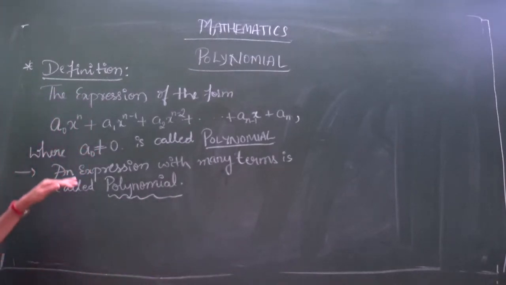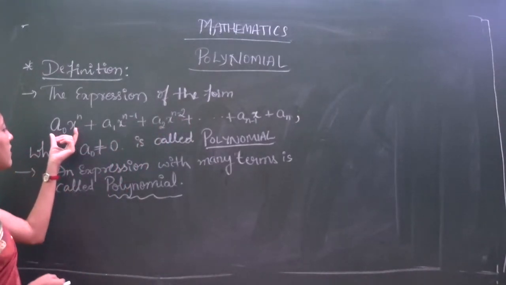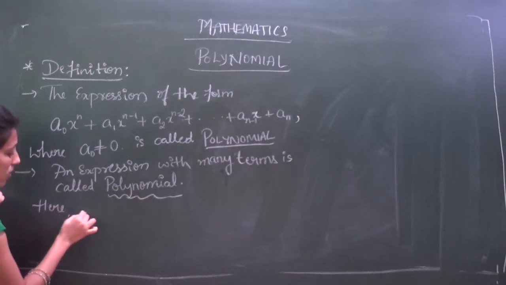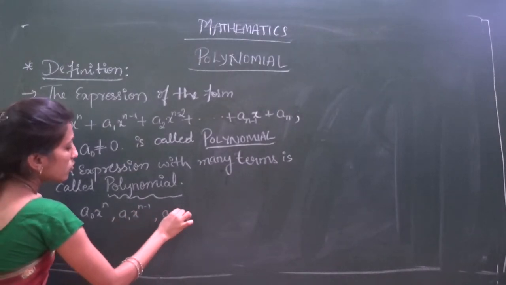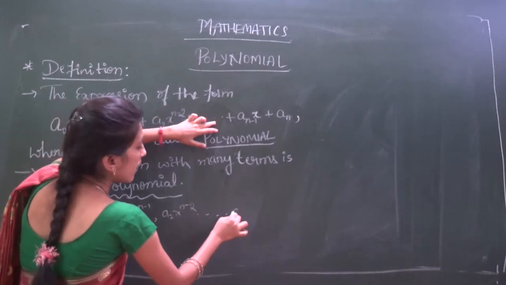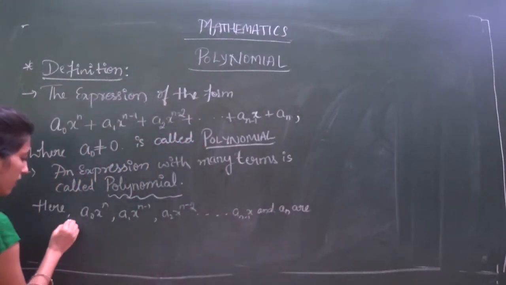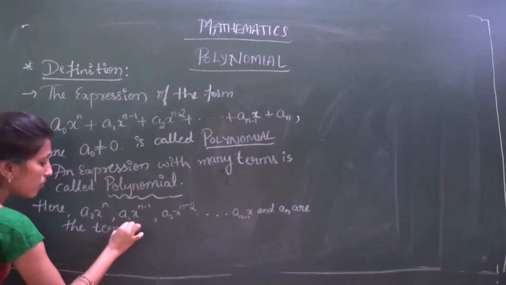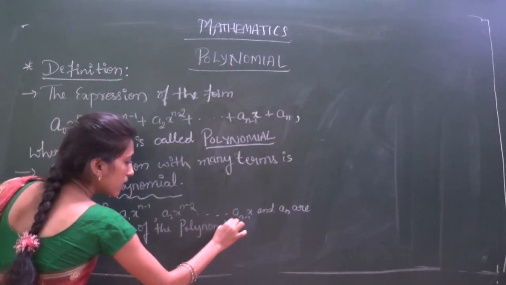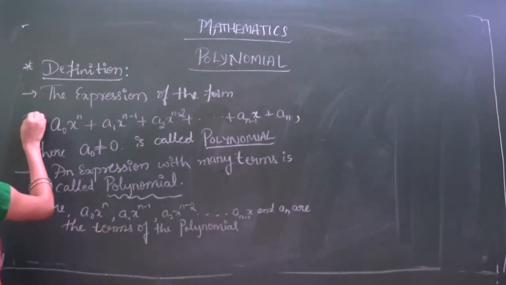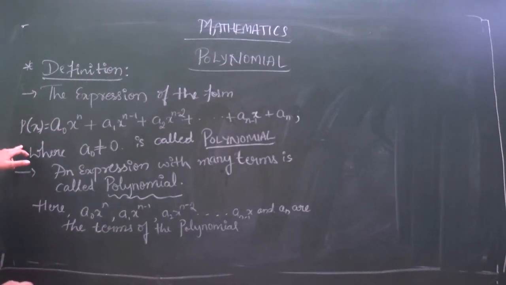What I have just explained, the first point, I have written the expression there. Each term, see here: a naught x to the power n, a1 x to the power n minus 1, a2 x to the power n minus 2, so on, an minus 1 x, and the last one an, are the terms of the polynomial. And this polynomial we denote with the letter P of x.